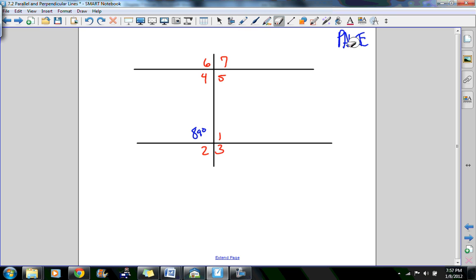Alrighty, so we're back. And let me give you the answer to this one real quick. If this is 89, this has to be 91 because it's equal to 180. This has to be 89. And this has to be 91. Corresponding tells us this is 91. This is 89, this is 91, and this is 89. This batch looks the same as this batch.